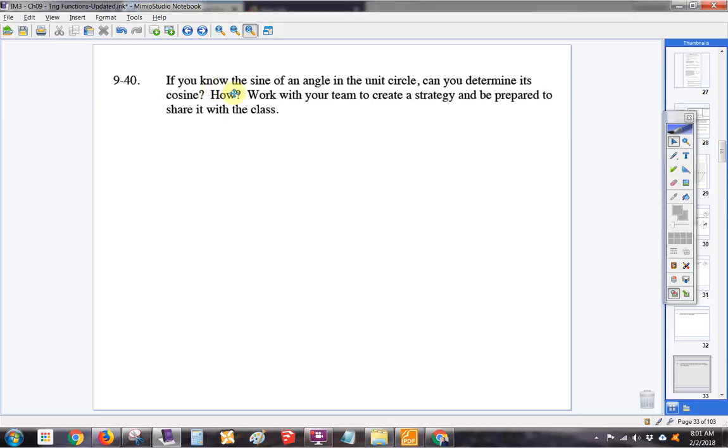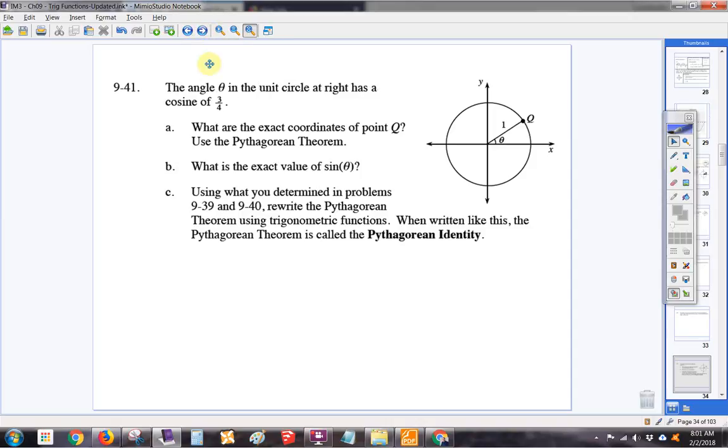40 says, if you know the sine of an angle on the unit circle, can you determine its cosine? How? Work with your team to create a strategy and be prepared to share that with the class. Think about how you would do that. If you had the sine, how could you get the cosine? I'm just going to go back to triangles in the unit circle.